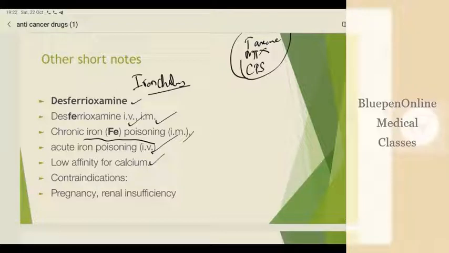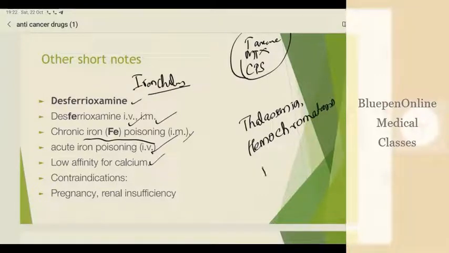Chelating agents are especially used in thalassemia, when the patient receives repeated blood transfusions, or in hemochromatosis. These are the different conditions where there is increased body iron. An example is desferrioxamine. Then another drug is deferiprone, and then there is deferasirox. So these are the different drugs.